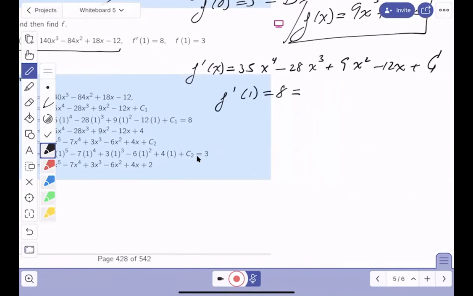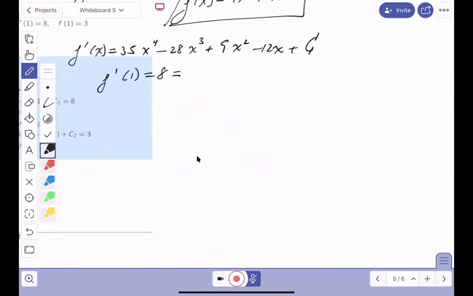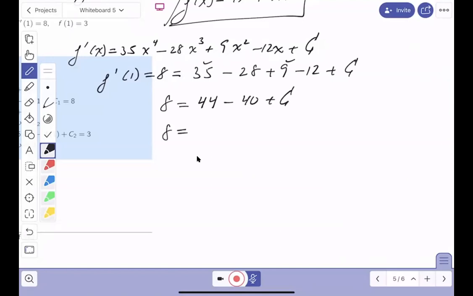Well, this is going to be a tough problem, isn't it? Let's take a look. It's arithmetic, though. So what do I get? 35 minus 28 plus 9, plugging in 1, by the way, minus 12 plus c. I got some work to do, don't I? So 8, let's see. I'm going to do 35 and 9. That would be 44, right? And then minus 28 minus 12 is minus 40 plus c. I can still do some work. 8 is 4 plus c. So I think I know what c is now. C is 4. All right.